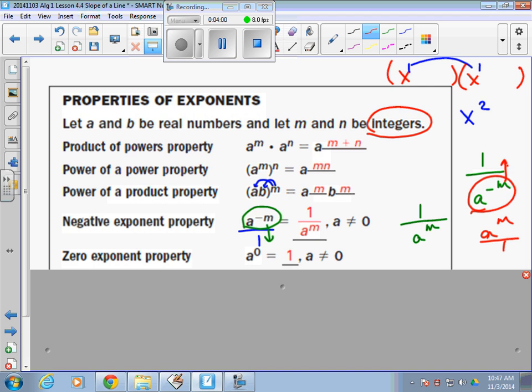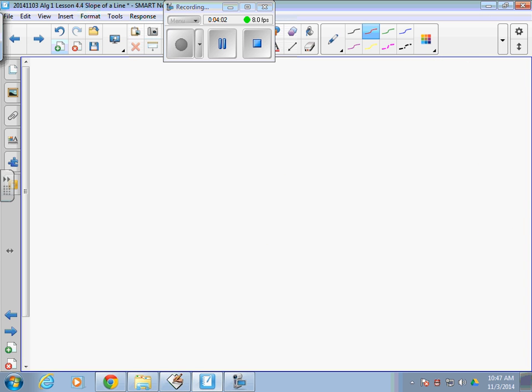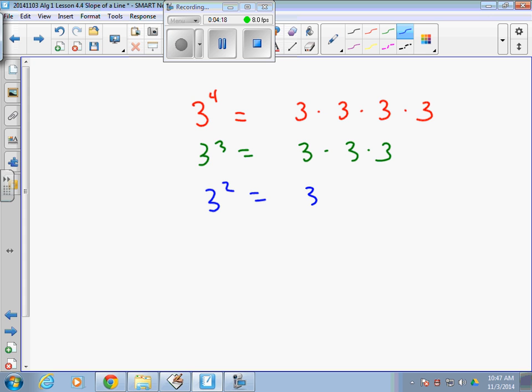Okay, the reason that is, if you have 3 to the 4th power, we know that that means 3 times itself 4 times. We know 3 to the 3rd power means 3 times itself 3 times. We know 3 to the 2nd power is 3 times itself 2 times, and we know 3 to the 1st power is 3 times itself no times.